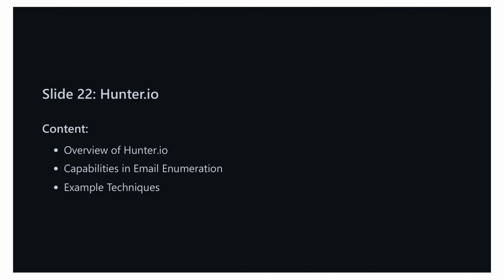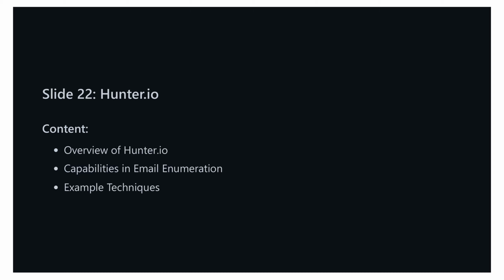Next, we'll delve into its capabilities in email enumeration. Hunter.io can systematically generate email addresses using various techniques. For instance, it can find all emails associated with a particular domain, verify the validity of individual email addresses, and even detect specific email formats commonly used by a company.